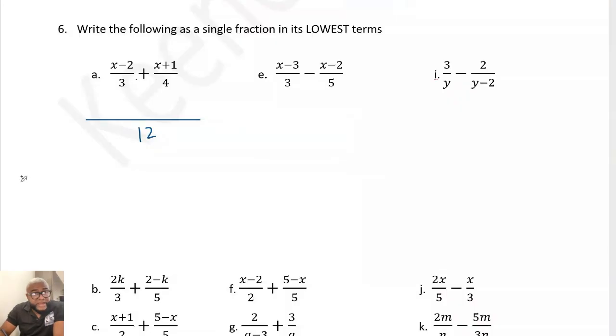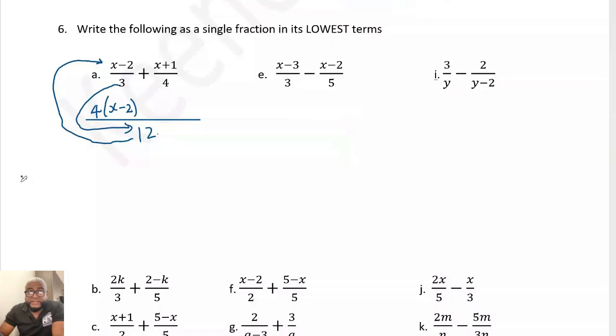What do I get when I say 3 into 12? What would I get? 3 into 12 is 4. Then I'm going to take that 4 and multiply it by the numerator here. Okay? So I'm going to write it down here. It's going to be 4 multiplied by x minus 2. Soak that in there. Everybody good there?